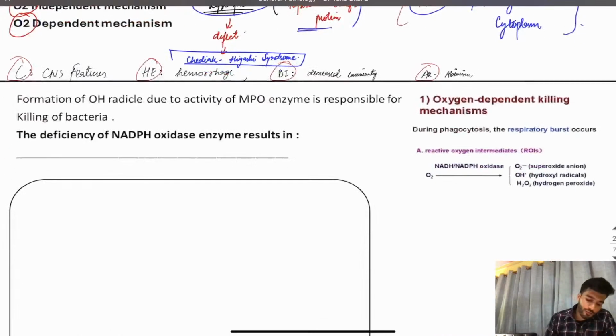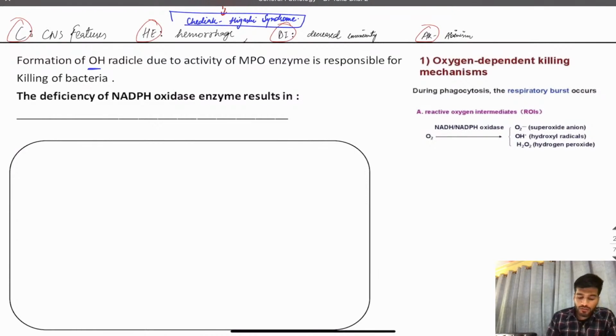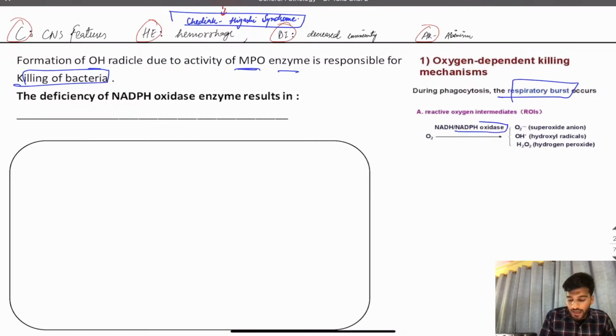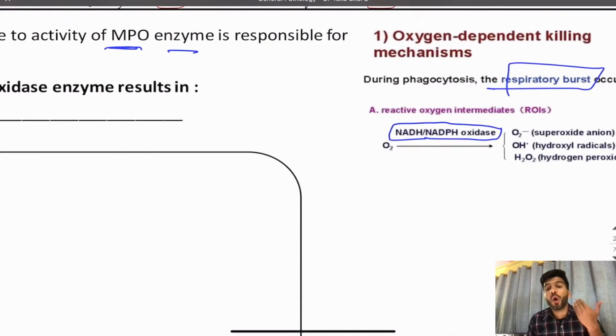Now you will remember one more point here, guys. There is a formation of hydroxyl radicals due to the activity of the myeloperoxidase enzyme, which is responsible for the killing of bacteria. So what exactly happens, guys? A respiratory burst occurs. You have studied ROS in biochemistry as well. The respiratory burst occurs with the help of an enzyme called NADPH oxidase, also called respiratory burst oxidase enzyme. The oxygen dependent killing is carried out by NADPH oxidase.